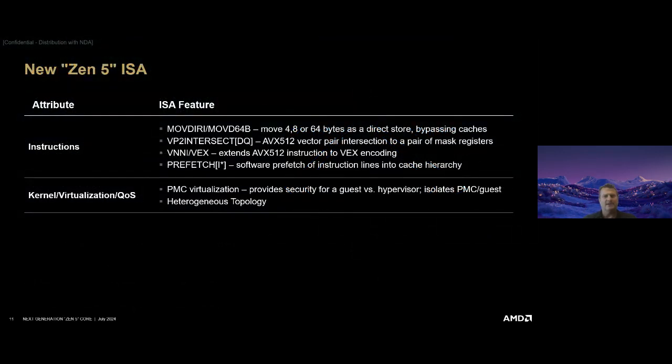The new ISA for Zen 5 has some new instructions, such as being able to do direct stores of different sizes, bypassing the caches. We support the VP2INTERSECT, which is a new AVX512 instruction that finds the pair intersection between a set of registers. We extended VNNI into the VEX encoding, the AVX512 back to the VEX encoding, so you can have more blended code.